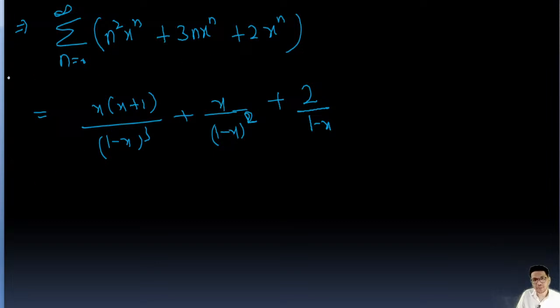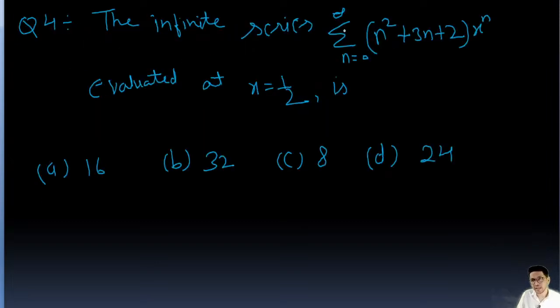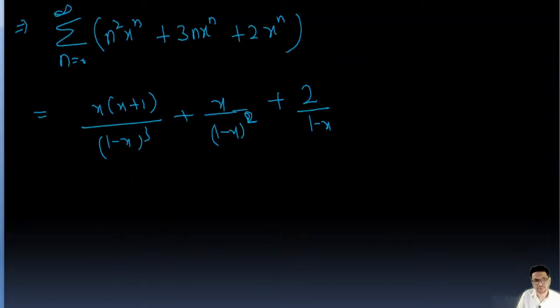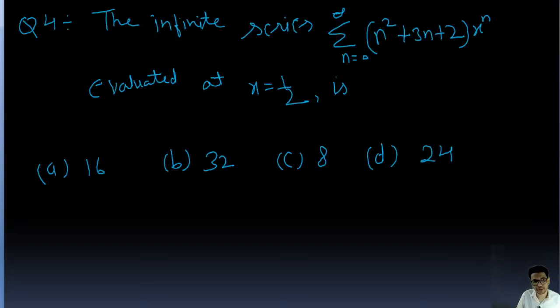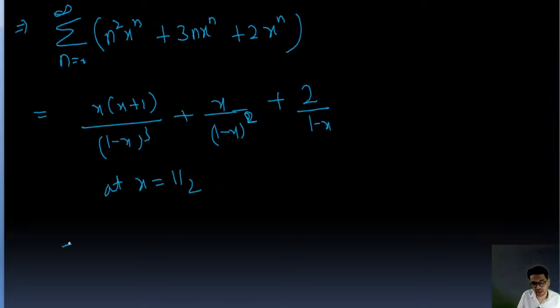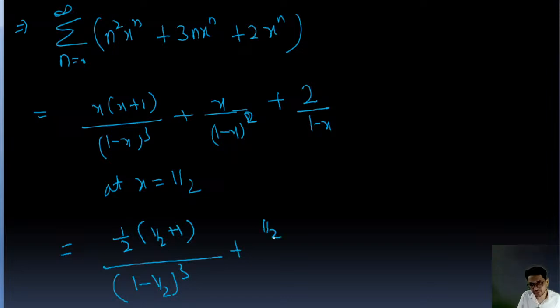So we can take x common, so we'll get the same thing, right? Sigma n equal to 0 to infinity n square plus 3n plus 2 x to the power n. So now at x equal to half, because we need to find out at x equal to half, if you put the value of half here, this is going to be half into half plus 1 upon 1 minus half whole cube plus half upon 1 minus half whole square.